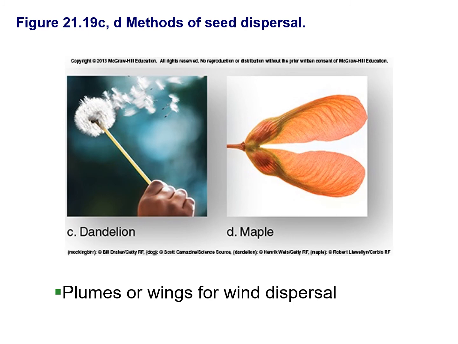Others don't need animals, they just use the wind. So a dandelion is an example of this, or maple. This type of little seed is called a samara. It catches the wind and then it uses it kind of like a helicopter blade to fly off with the wind.